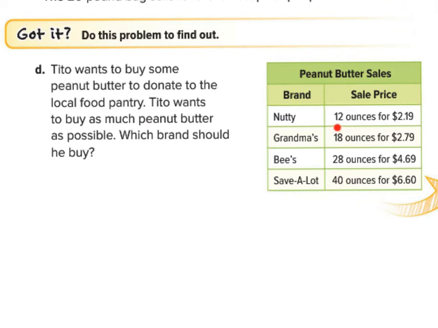So if you want to know how much is each ounce, you take $2.19 and divide it by 12, so that you know how much each ounce is worth in terms of money. And you do that for each one, right? So what we want to do is, it should look like this. We write down Nutty, and we write down $2.19 divided by 12. As a fraction, the 219 would be our numerator, and our 12 would be our denominator. And we go ahead and solve for it.